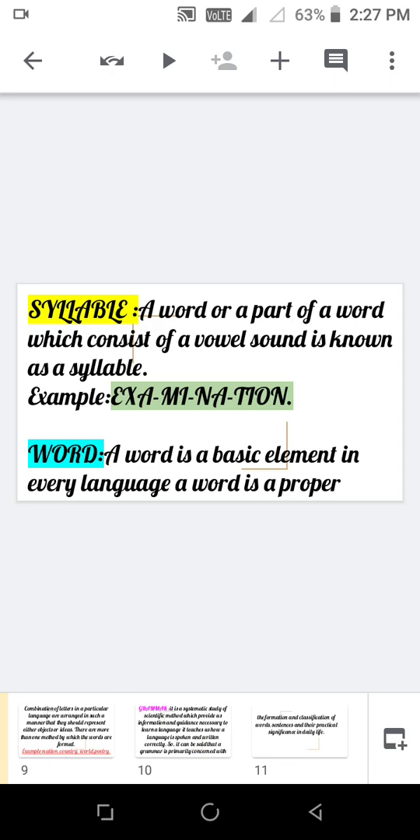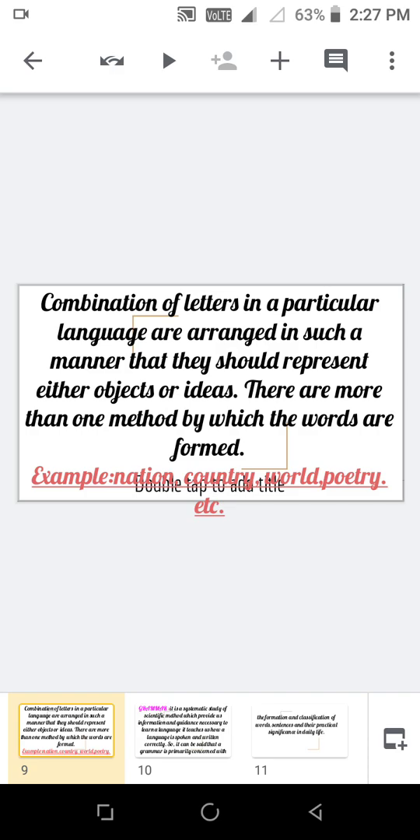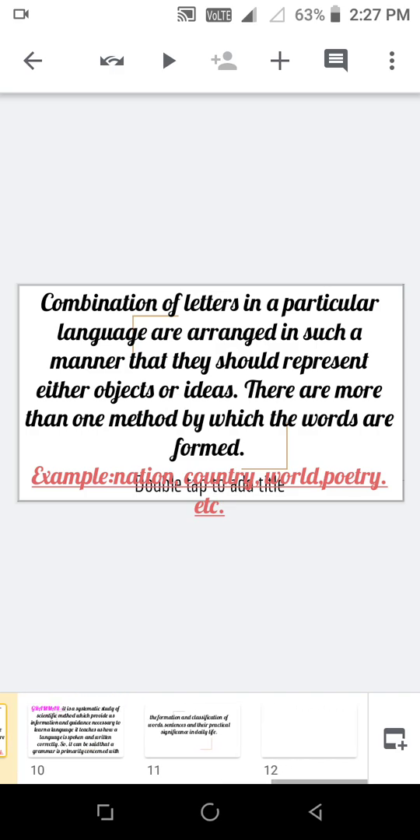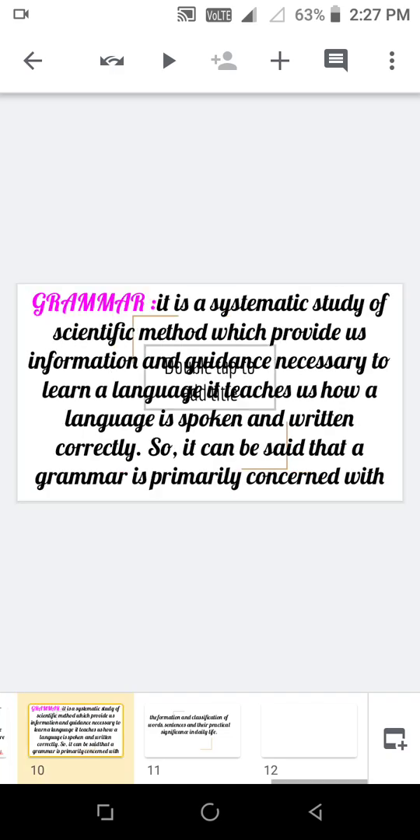Now next, let us know about word. A word is a basic element in every language. A word is a proper combination of letters in a particular language which are arranged in such a manner that they represent either objects or ideas. There is more than one method by which words are formed. For example, nation, country, world, poetry, etc.